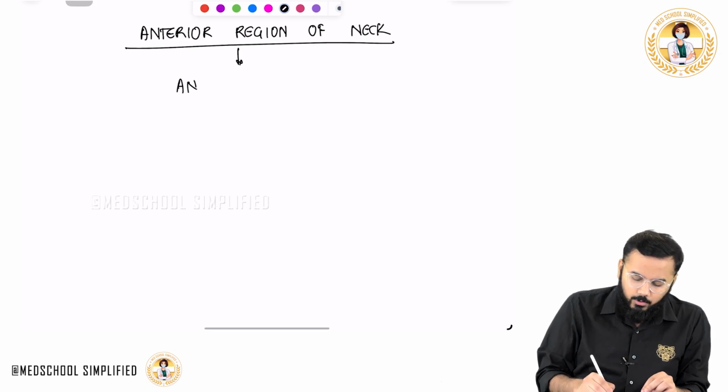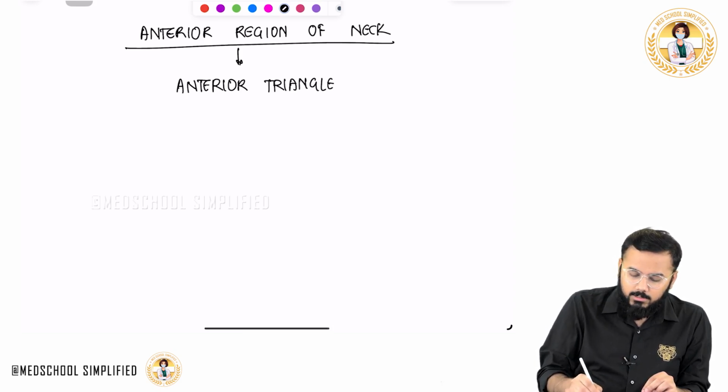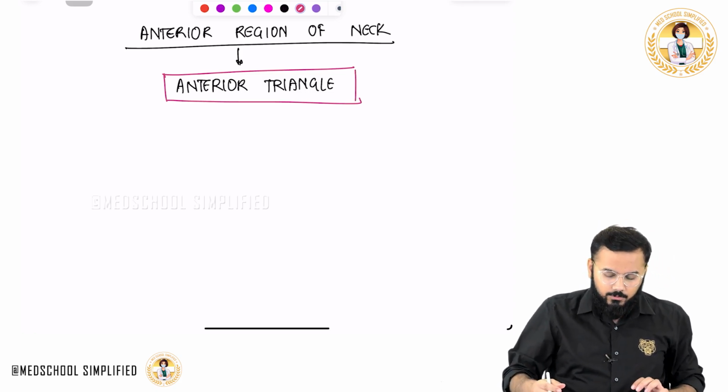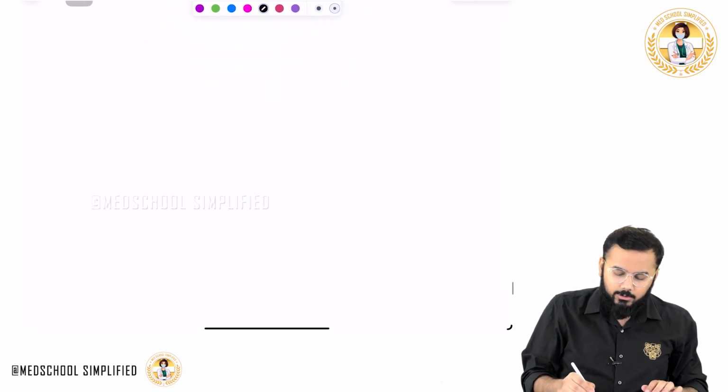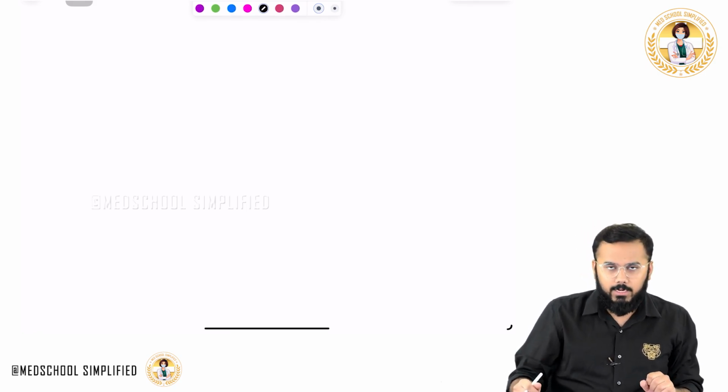So we have got two important triangles, right? One is called an anterior triangle, another one is called a posterior triangle. So what is this anterior triangle, and later we'll discuss what is a posterior triangle. First of all, let me draw a picture and tell you what are the different triangles which you see in the anterior part of the neck.